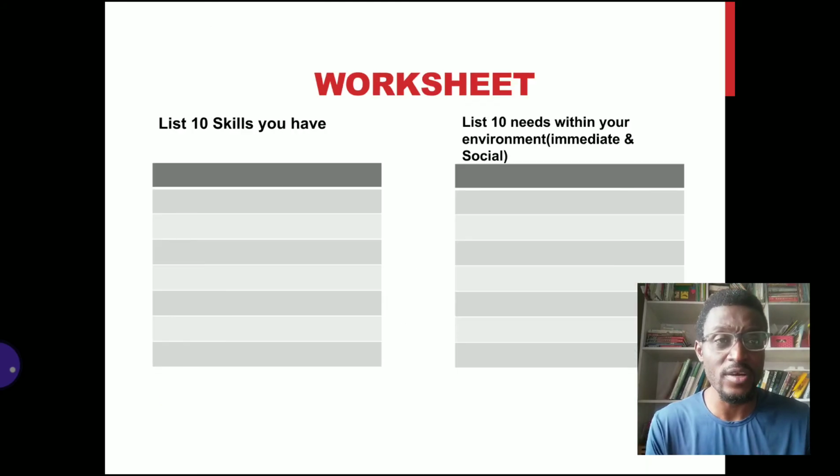So I've developed a worksheet like this to help you list 10 skills you have and also list 10 needs within the environment. There's no stupid answer. It's just for you to list anything you can think about, then you can narrow it down to what you think is very relevant, and then you can strike out the rest. So you pick the most important ones, the ones you think are quite relevant within your environment, or something you have actually developed within yourself when it comes to skills, and then you can build on it easily.